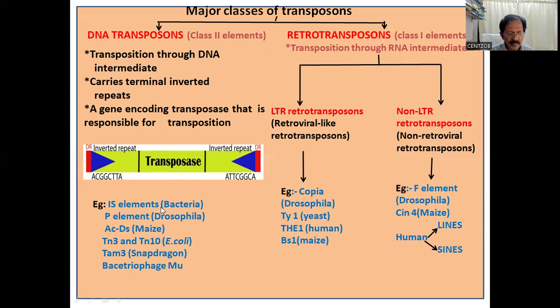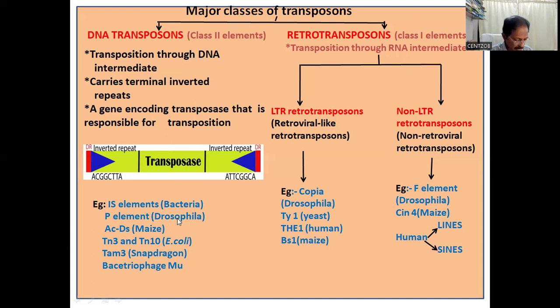It is the simplest one. We'll say IS element in bacteria is an example for DNA transposons. So once more, DNA transposons, also known as class 2 elements, show transposition through a DNA intermediate and carry terminal inverted repeats and a gene encoding transposase that is responsible for transposition. And these examples are also very important. IS elements are the simplest, seen in bacteria.